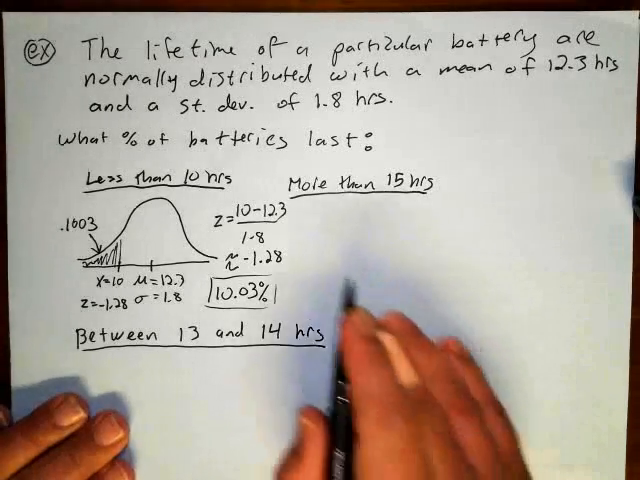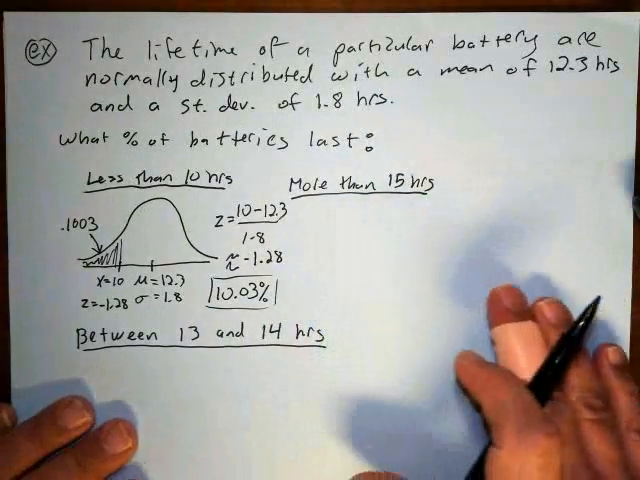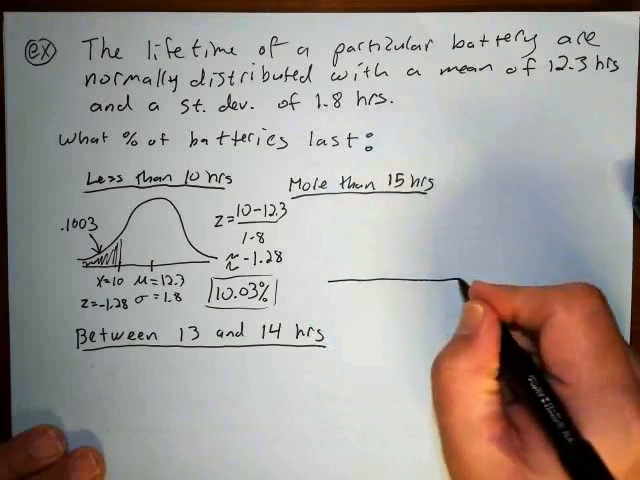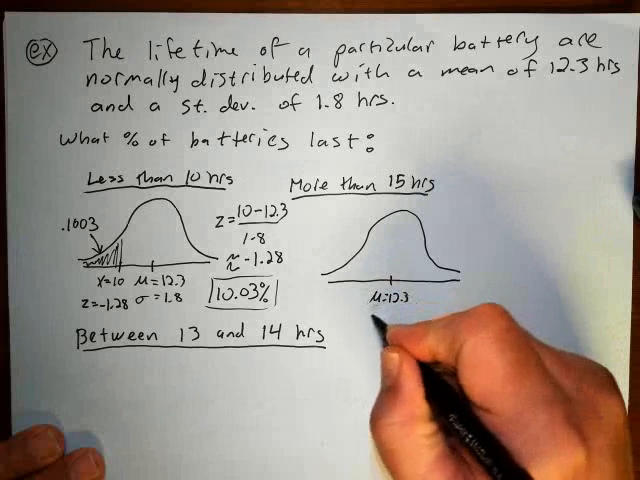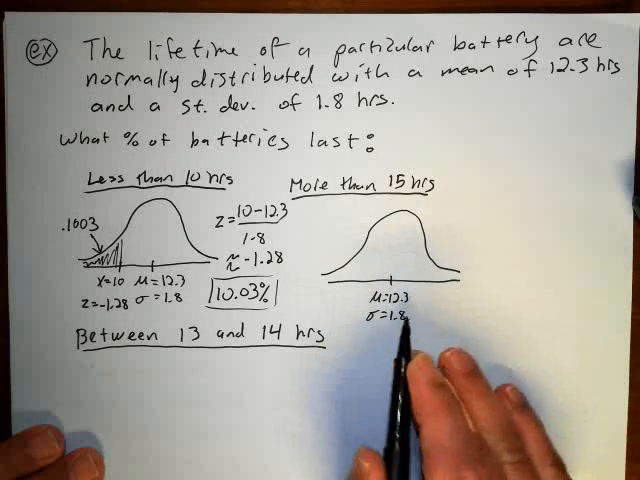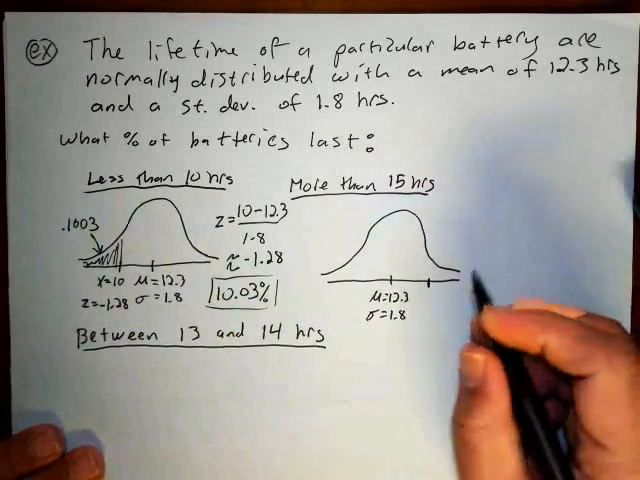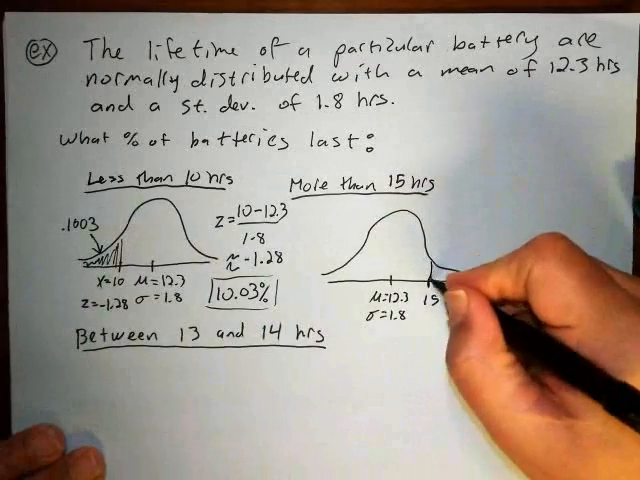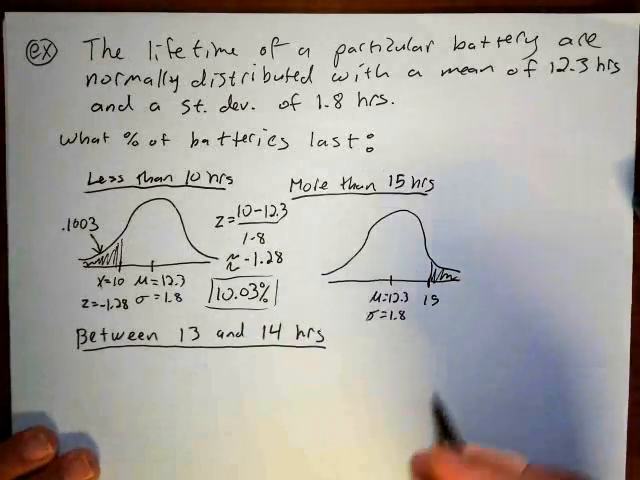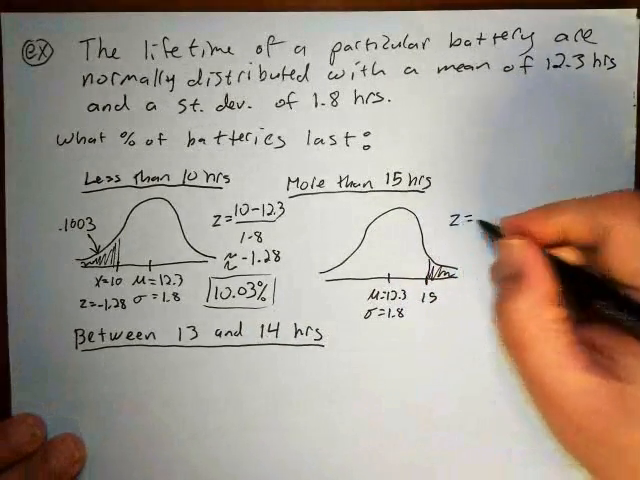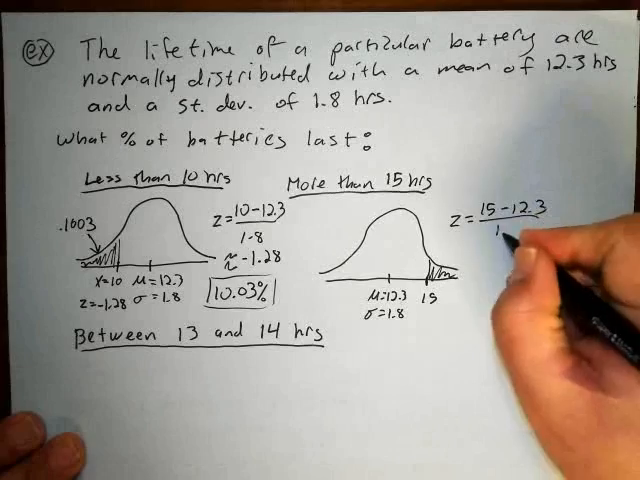If you think of those three cases, this is the second case, where you want all the area above. So you have to look it up and subtract from 1. I'll draw my curve. The mean is 12.3. The standard deviation is 1.8. 12.3 is probably a little further up than that was down. Maybe something like that, 15. And I want the area above the 15. So z here would be 15 minus 12.3 divided by 1.8.